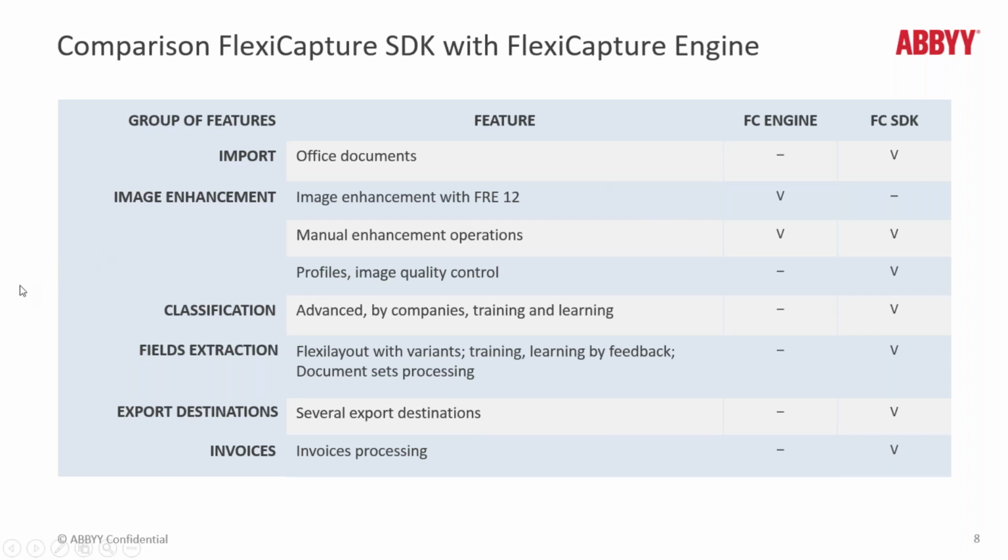The big key features of FlexiCapture SDK when this was released were, as you can see, image enhancement. You no longer need that FineReader Engine 12. You can use the image processing and image enhancement profiles that are available. Advanced classification, we'll talk more about that. We'll have some more slides about that. Extraction, where you can have learning by feedback. So post recognition, if you want to feed some data back from a verification and make that part of the learning, you can do that now.